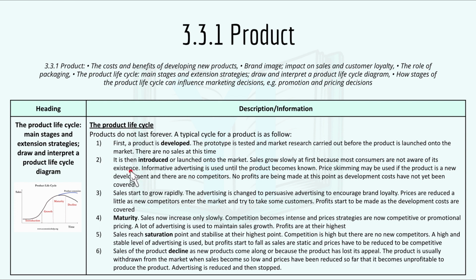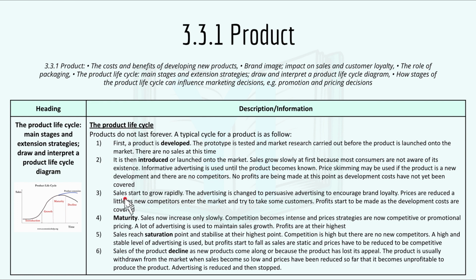Number 2, it is then introduced or launched into the market, and sales grow slowly at first because most consumers are not aware of its existence. And informative advertising is used until the product becomes known. And price skimming may be used if the product is a new development and there are no competitors. And we'll look into price in the next video. And no profits are being made at this point as development costs have not yet been covered.